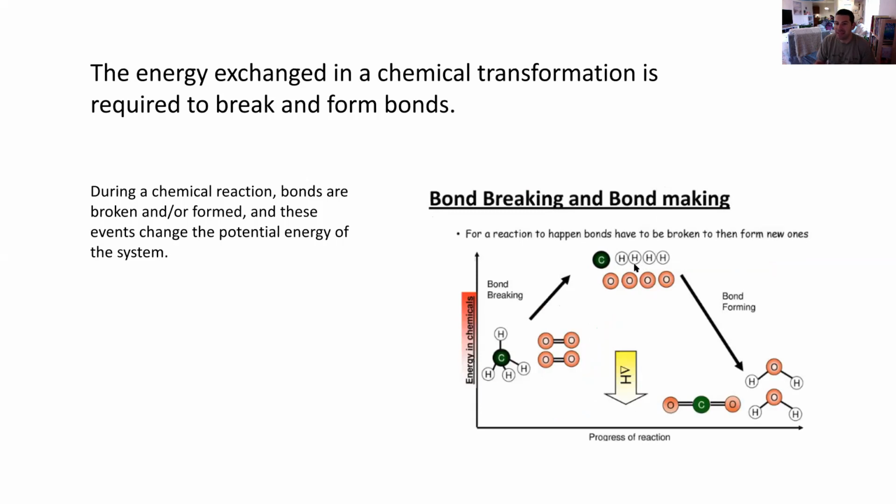And then when the atoms rearrange, when they form the new bonds, that bond formation releases energy. All right, so again, just keep this in mind. Energy is required to break the bonds, and then the energy is released when the bonds are formed. How much energy each of those steps takes tells us if we're endothermic or exothermic.